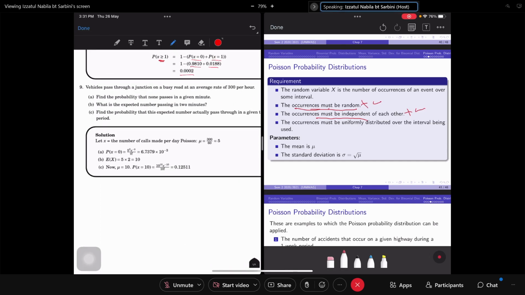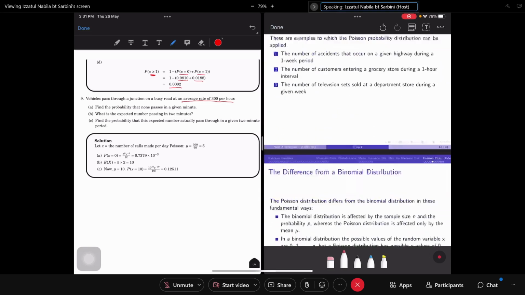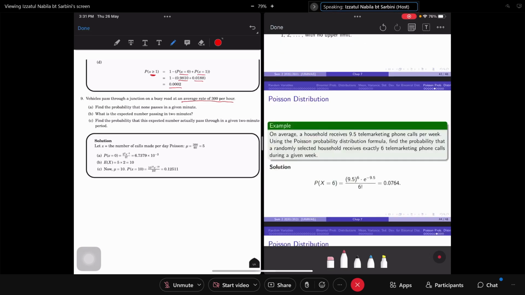Okay, now the last question for tutorial 7. Vehicles pass through a junction on a busy road at an average rate of 300 per hour. Okay, 300 per hour. Find the probability that none passes in a given minute. So, of course, in the Poisson distribution, you need to calculate the mean first, because in the equation there is the mean.